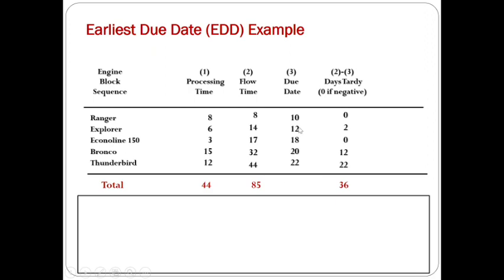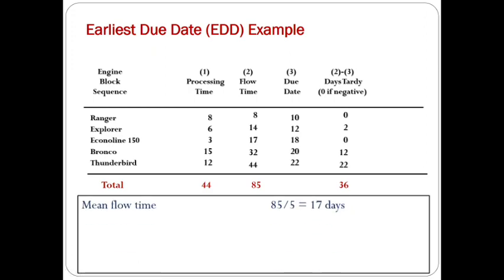Now we can calculate the tardiness. So 8 minus 10, 0, which is a negative value. 14 minus 12, 2, 17 minus 18, negative value, 0, 32 minus 20, 12, 44 minus 22, 22. So the total lateness is 36 days.